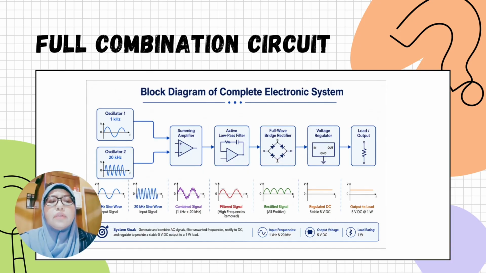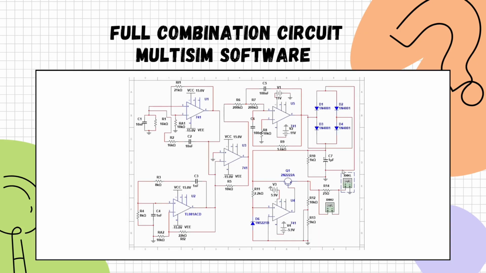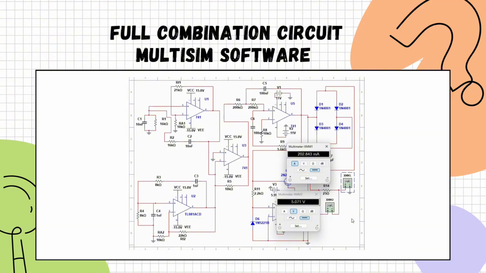Finally, the regulated 5-volt DC output is supplied to the load, which is rated to use 1 watt of power. Here I show the output of the system is regulated around 5 volts, and the current we produce is 202.843 milliamps. So we want to calculate the power, which is I times V, so we get 1 watt.